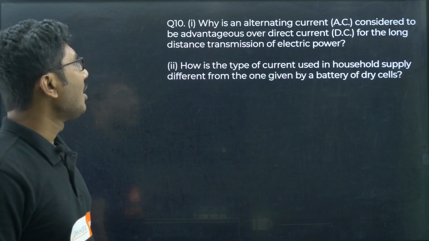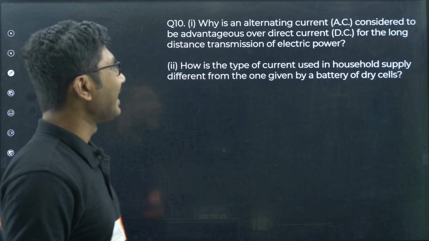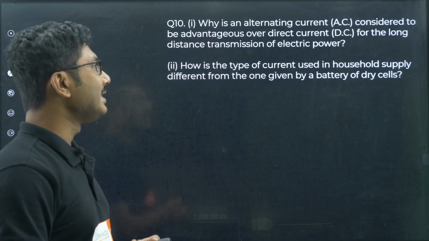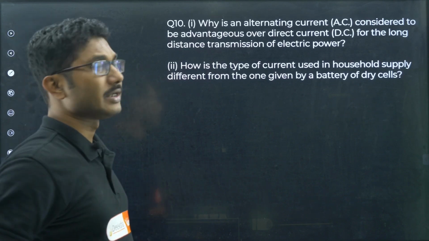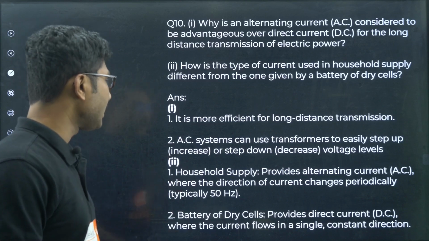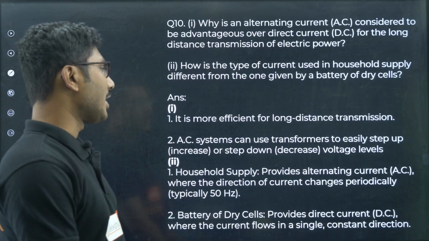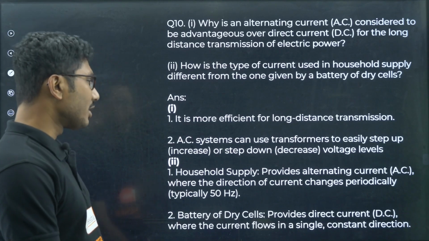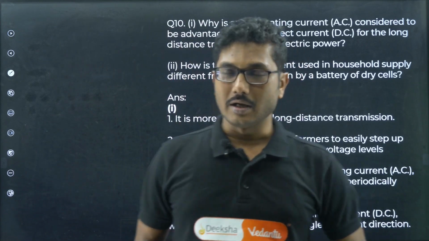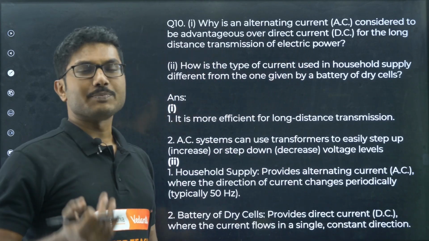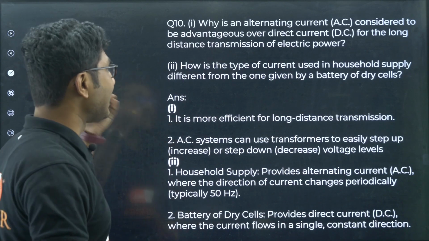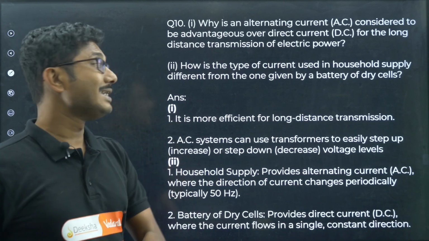Now, next question, why is an alternating current AC considered to be advantageous over direct current DC for the long distance transmission of electric power? Very common question. It is more efficient in long distance transmission. AC systems can use transformers to easily step up or step down the voltage level. So, the higher the voltage level, the easier to transfer and less power is consumed. So, power wastage is less. That is why AC is preferred over DC.